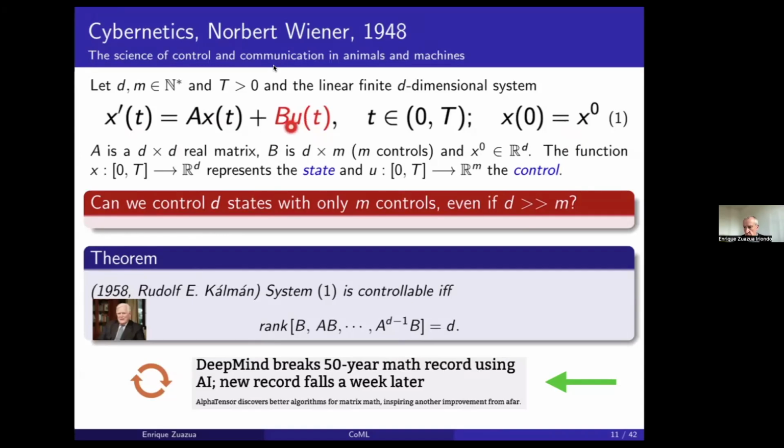Of course, you could decide to do nothing. I say, no, I will not use controls. I don't like to interfere with the spontaneous dynamics. Well, if you take u equal to 0, you know what the solution of the system will be: x(t) equals exponential of tA applied to x0. So if you do nothing, this is what you get. But if you control, then you apply the variation of constant formula, right? And this is what allows you to govern the dynamics of the system.